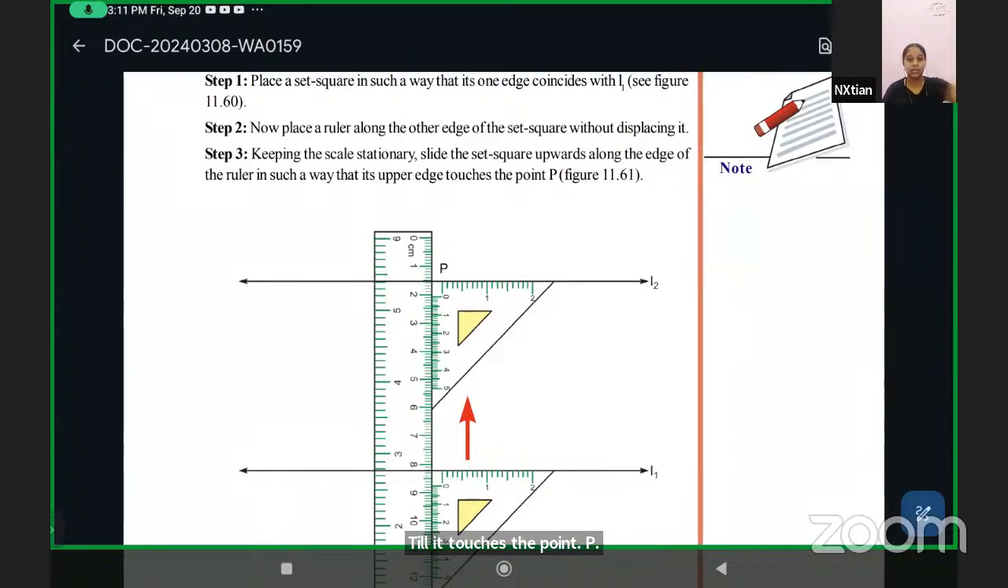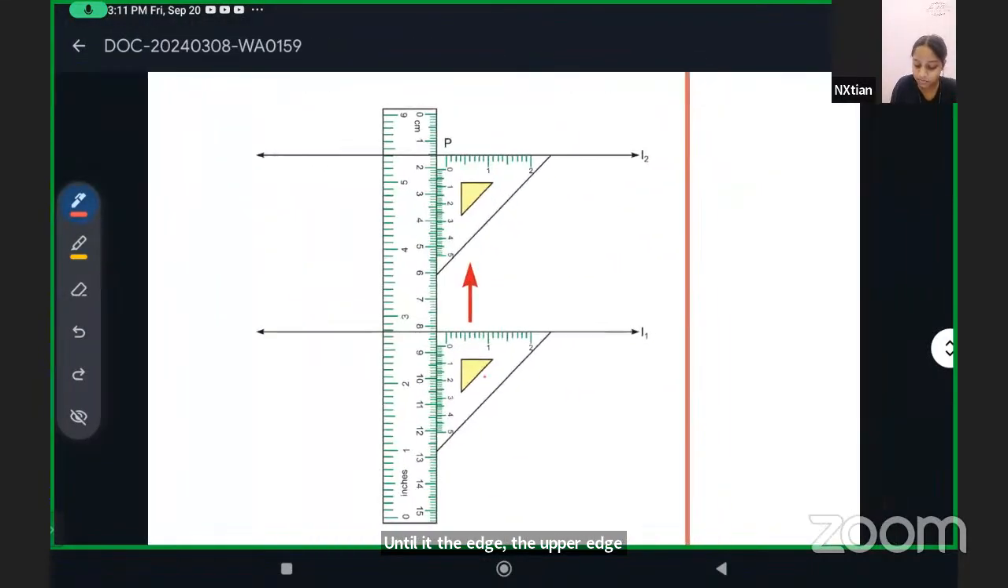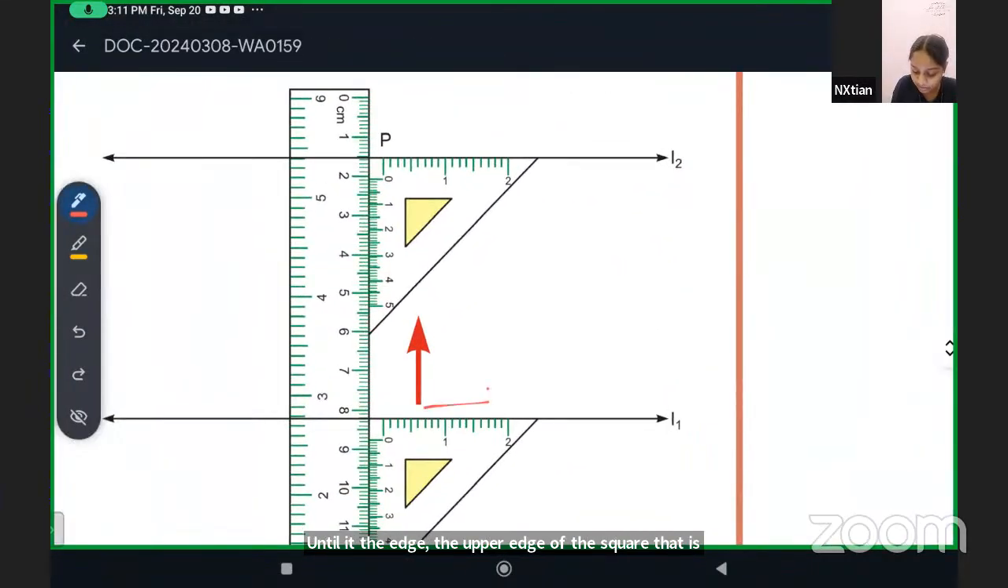Take the set square up until the upper edge of the set square touches your P point.